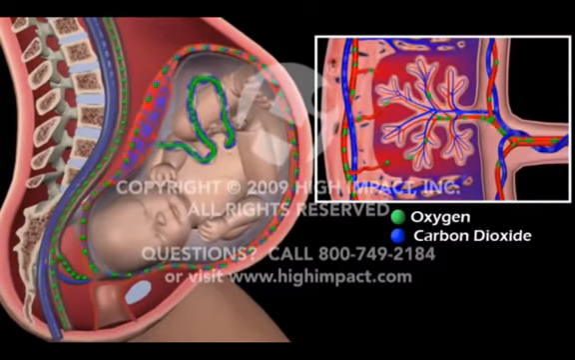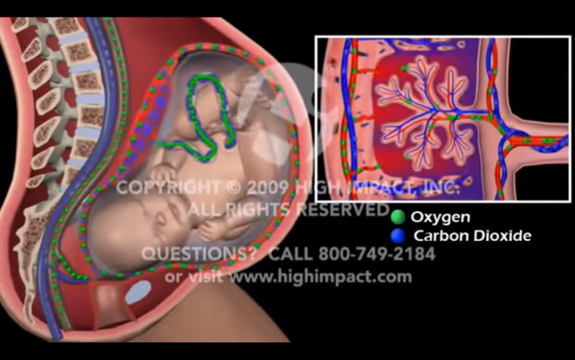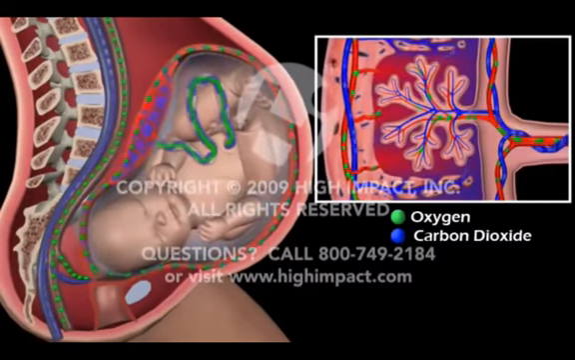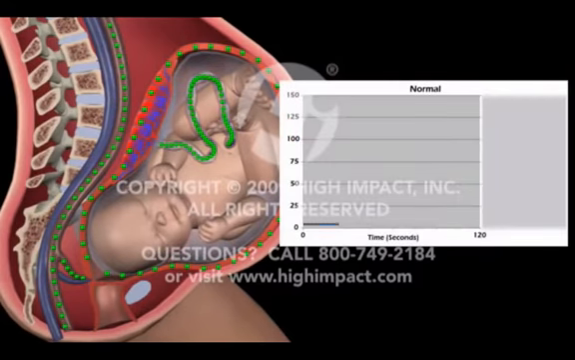The beauty of contractions is that as the uterus contracts, the oxygenation may be a bit lower. However, the contraction is only about 60 to 90 seconds in length, which allows the baby to have normal oxygenation in between.